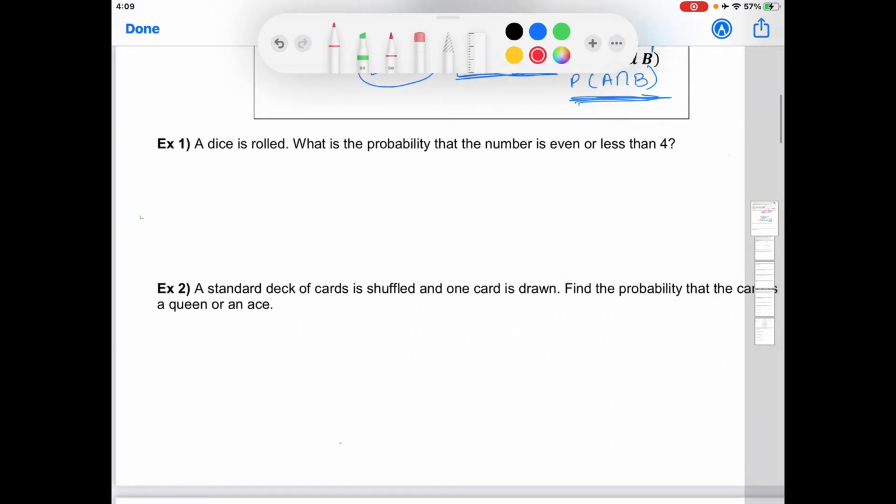A dice is rolled. What is the probability that the number is even or less than 4? Okay, so there are a few things that we need to keep in mind. Probability is always a number between 0 and 1. Okay, if something is never going to happen, the probability is 0, and if it is surely happening, then the probability is 1, or we can say 0 and 100% if you're talking in terms of percent, right?